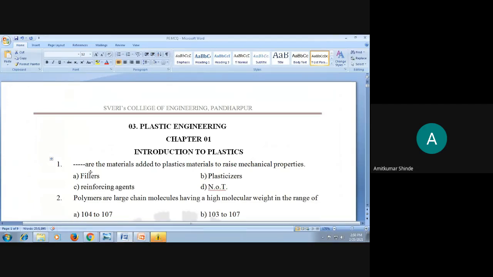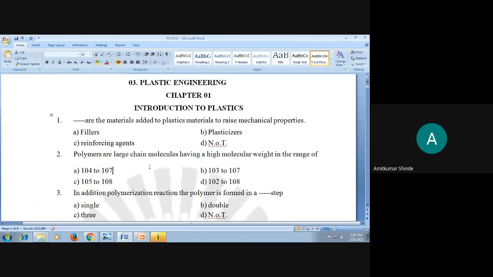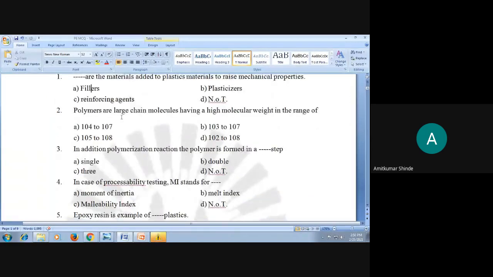The dash dash are the filler materials. Out of these four options, which material are you adding to the plastics to improve their mechanical properties? Here they have given you options like fillers, plasticizers, reinforcing agents, and none of the above. Which material are you adding to the plastic to raise their mechanical properties? The answer will be reinforcing agents. Then the polymers have large chain molecules, and their molecular weight will be in the range of 10^4 to 10^7. This will be the answer.